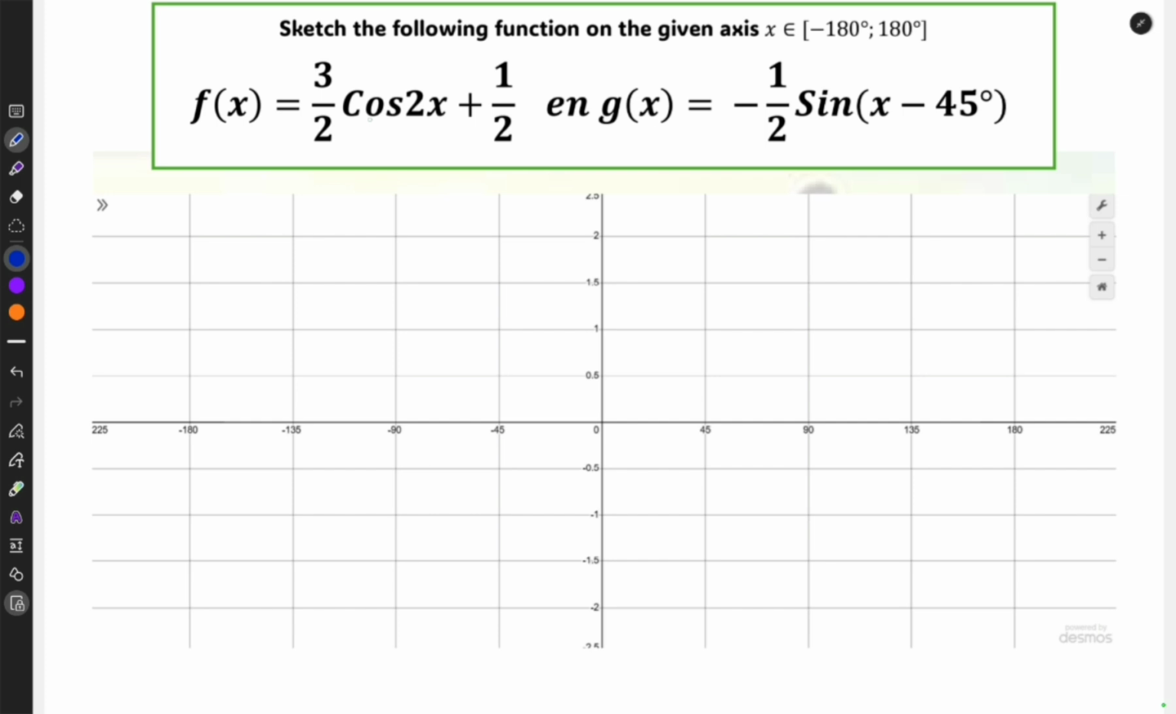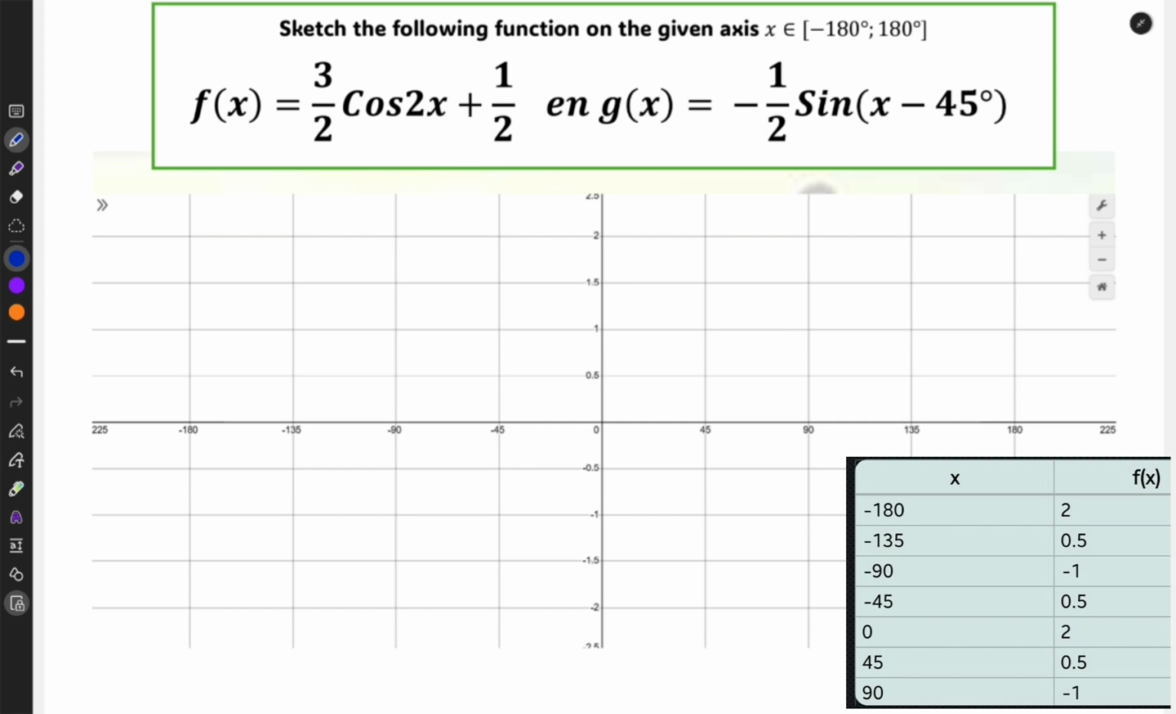So with the first one, I can just type it in exactly like that. My start's going to be at negative 180, end is going to be at 180, and in this case, my step is going to be 90 divided by 2, because the b value is 2. So I'm just going to type in my step as 45. So let's just plot those points first, and then connect them.